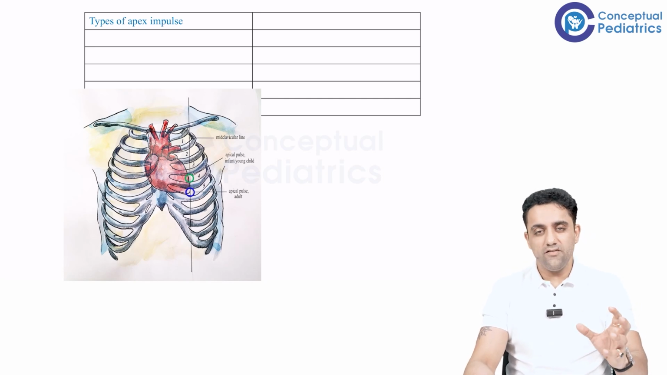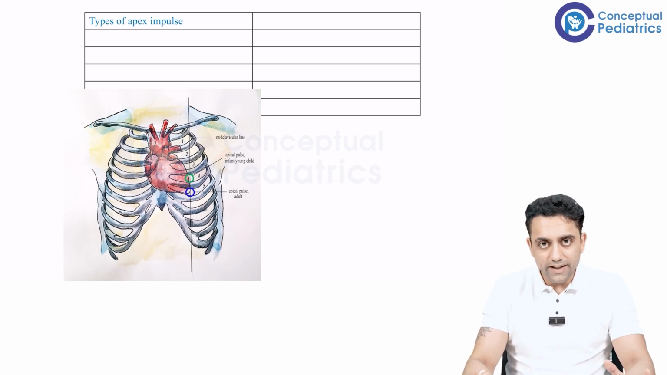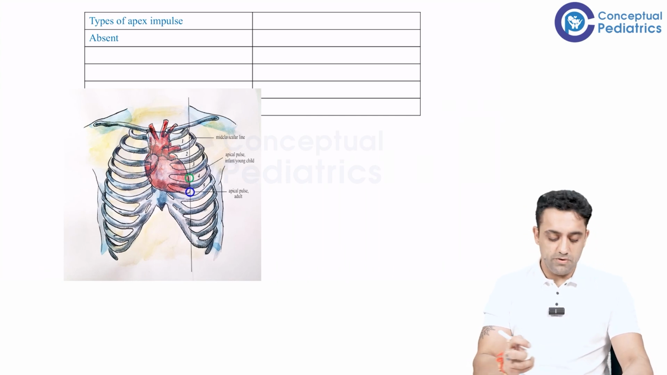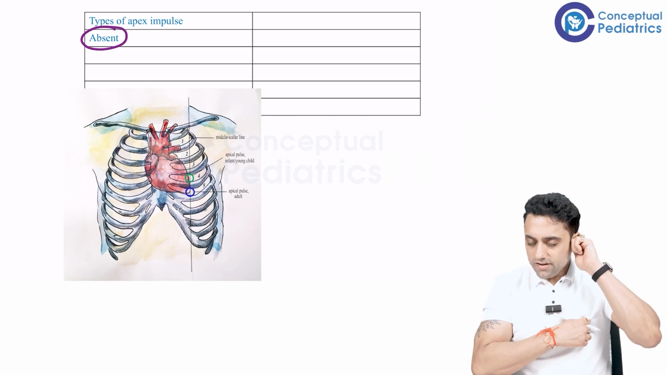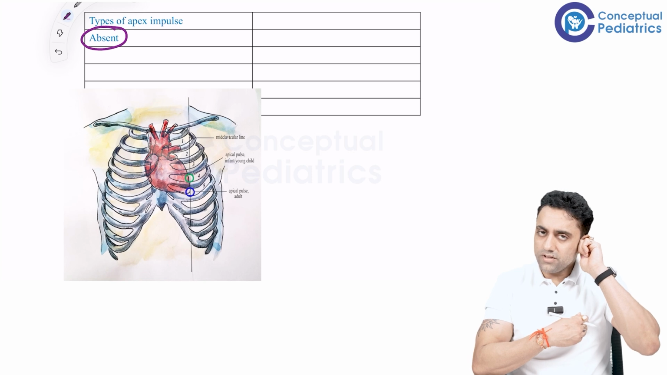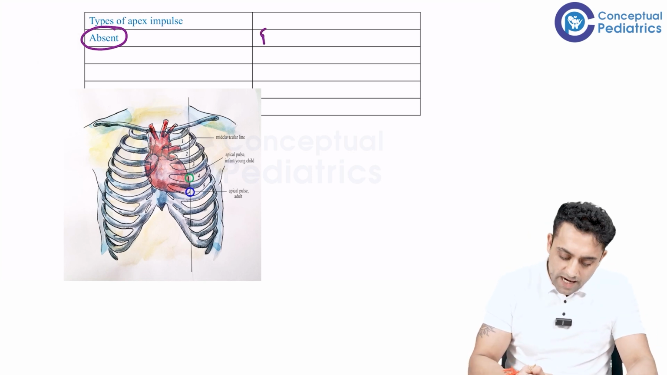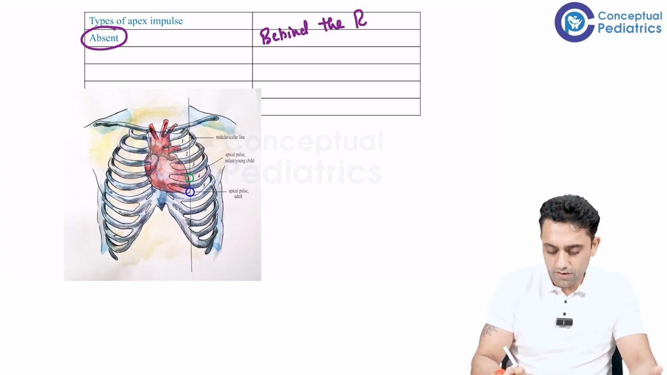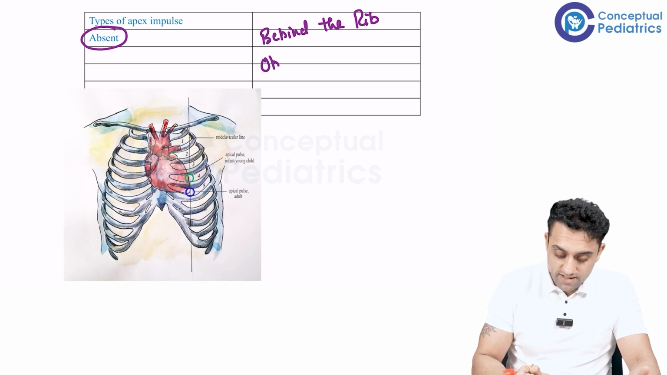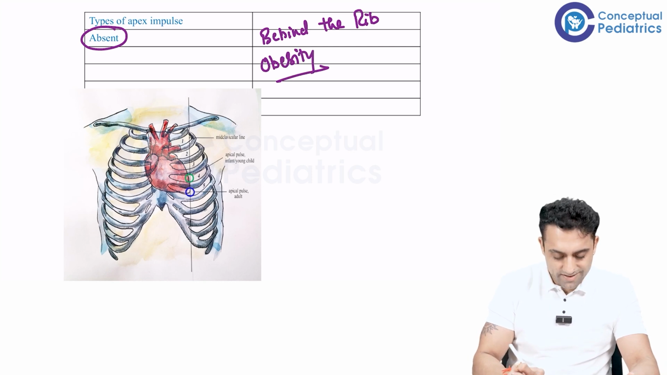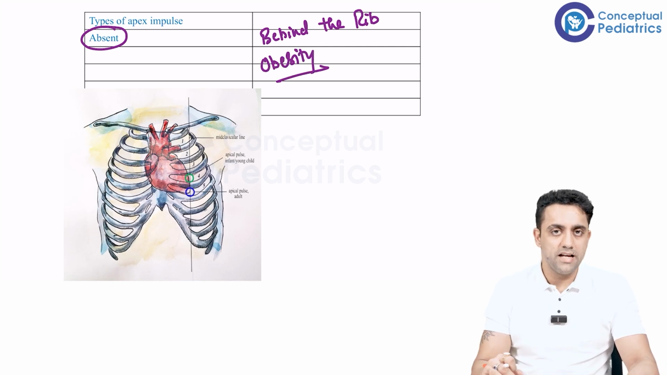What are the various types of apical impulse? You have the heaving type, you have the bounding type. So number one, absent. Beautiful answer. Absent: you put a stethoscope and there is no apical impulse. What are the causes of absent? Behind the rib. If the apical impulse is behind the rib, naturally you will not feel it. Obesity. If the patient is very obese, you can have a masking of this apical impulse.